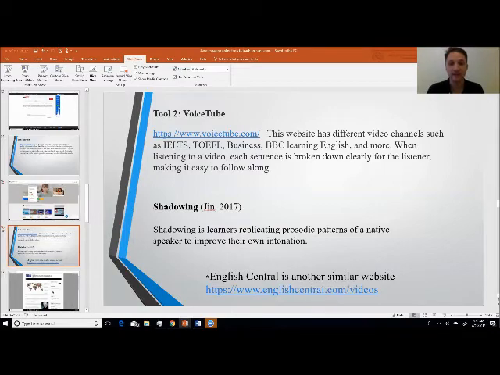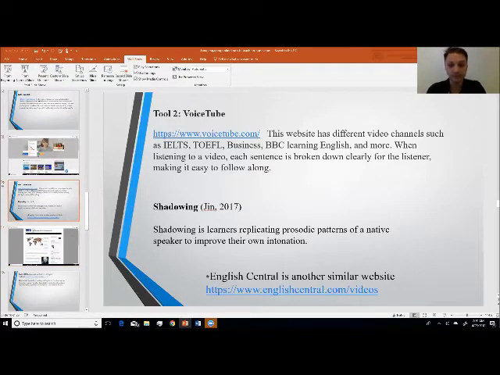Another similar website is called English Central, which is kind of the same idea and has great videos. And once again, shadowing is replicating the prosodic patterns or intonation patterns, kind of the up and down movement of speech of a native speaker to improve their own intonation. So it's this idea that mimicking can help your learners.